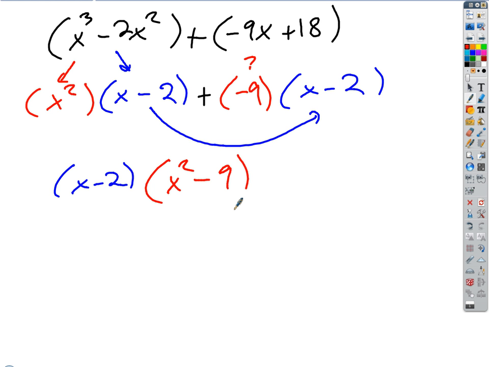Now, how many terms are in the red one? 2. So if I'm factoring something with 2 terms, the only way we do that is with the patterns. Does that fit any of the patterns? That's a difference of 2 squares, right? No, the x is squared. So does this fit the pattern? We have to just ask ourselves, does this fit the pattern? Can I make that fit the pattern?